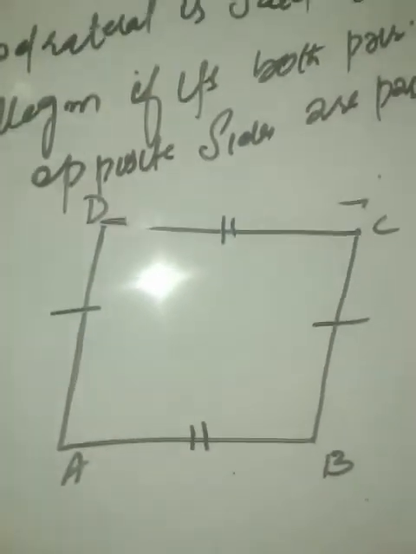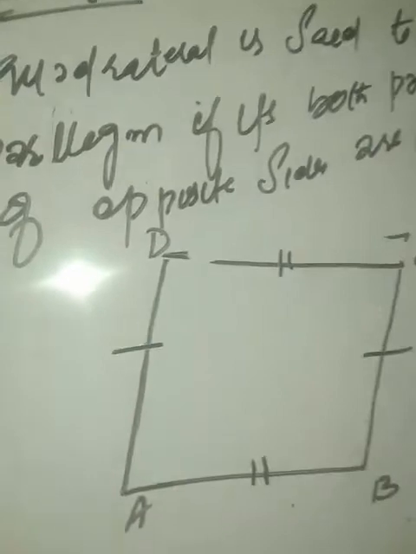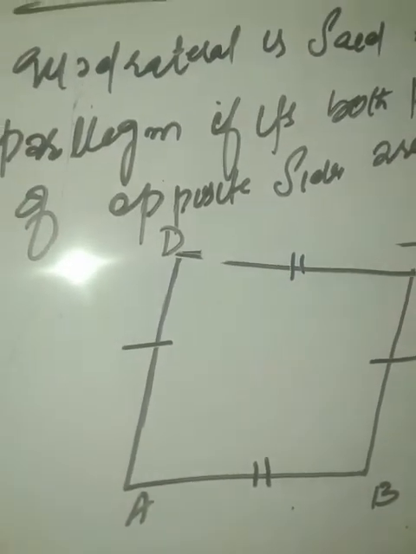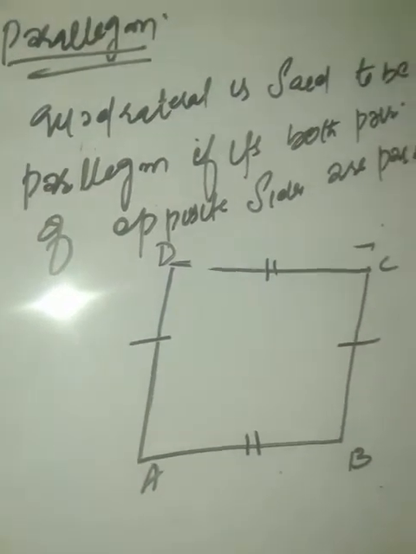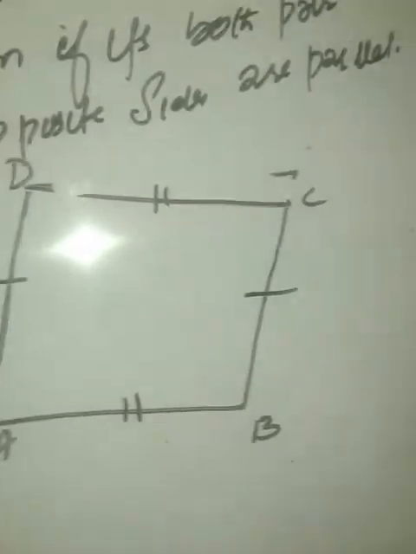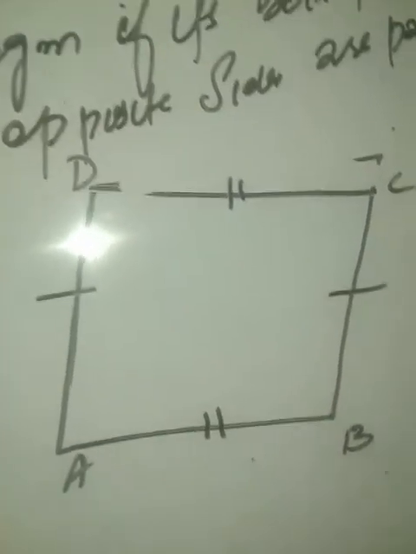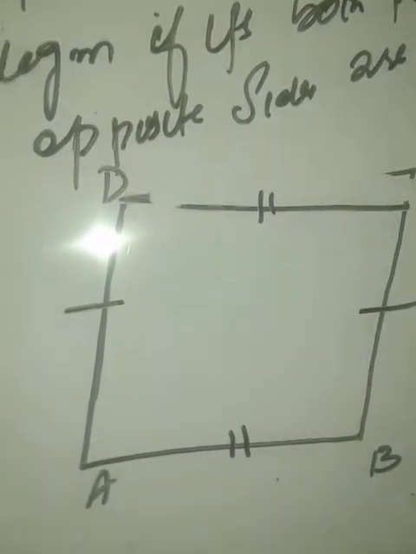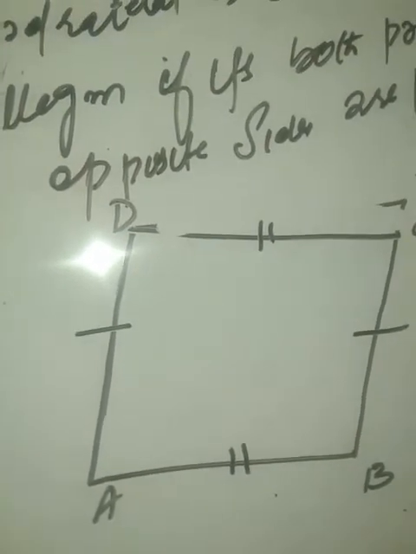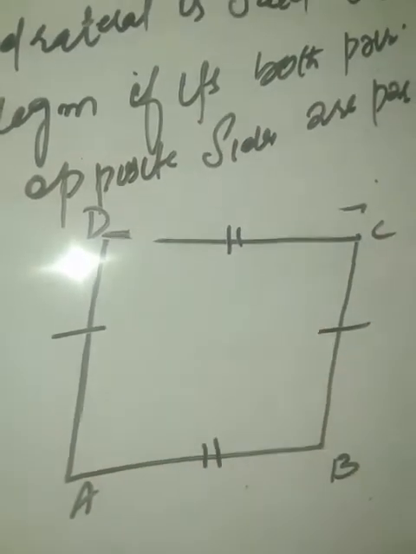Now another definition is the rectangle. You have heard the name of the rectangle. You know that the opposite sides of a rectangle are parallel and equal, and each angle made at the corner is 90 degrees.